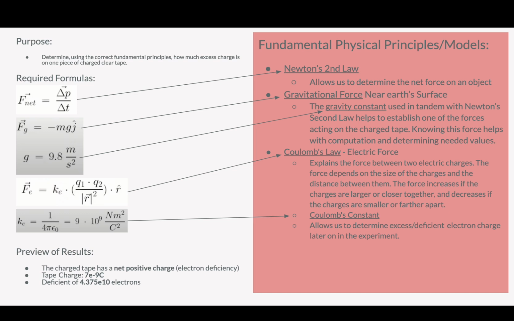A quick preview of the lab results shows that the tape has a net positive charge, meaning it has an electron deficiency, a tape charge of 7 times 10 to the negative 9 coulombs, and it was deficient of about 4.3-ish times 10 to the 10 electrons.